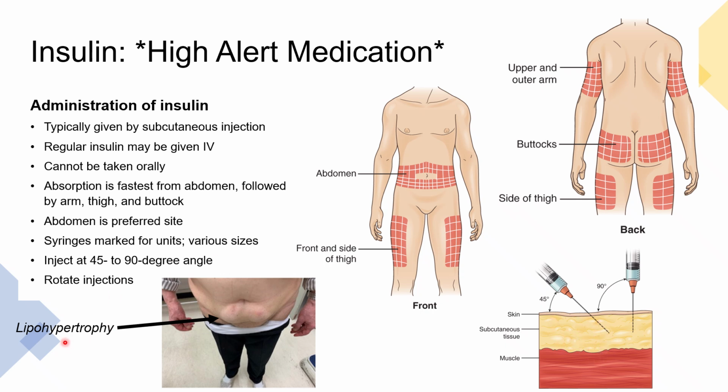We also want to educate the patient to rotate injections. Many times patients kind of pinch the same spot and keep injecting in that same spot. So you can see in this picture, lipohypertrophy. Lipo meaning fat, hyper meaning a lot, trophy meaning kind of like a big mass. So these little bumps, nodules can form these little fatty nodules that are kind of hard, firm. So this is what we're trying to avoid. This happens over time when the patient uses the same area over and over to inject their insulin.